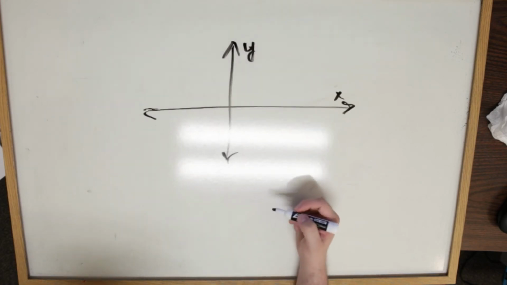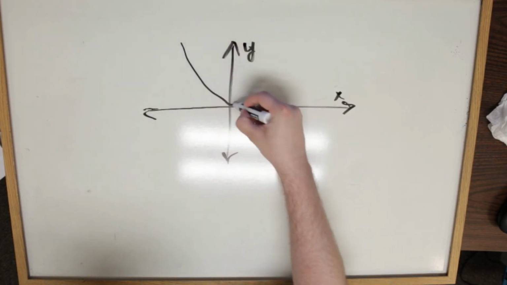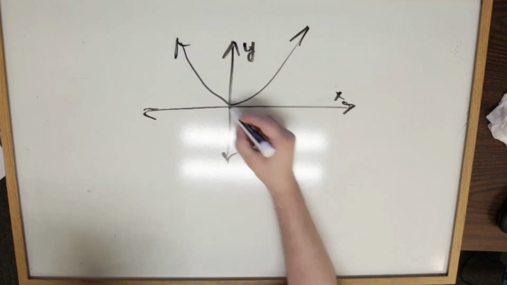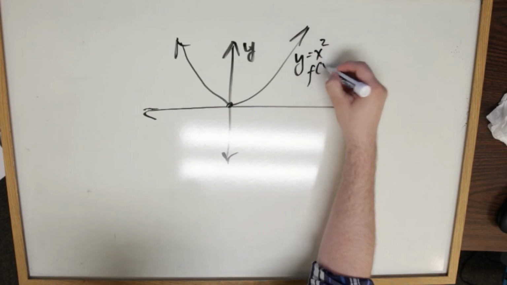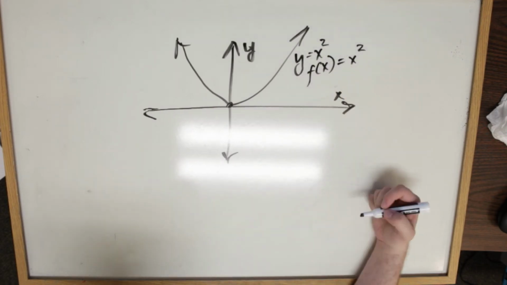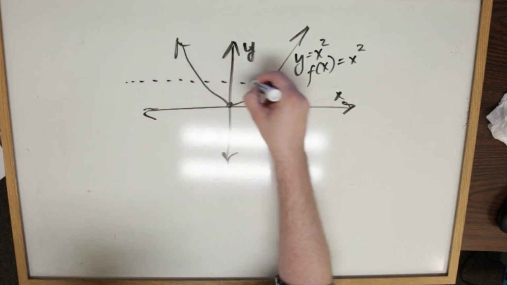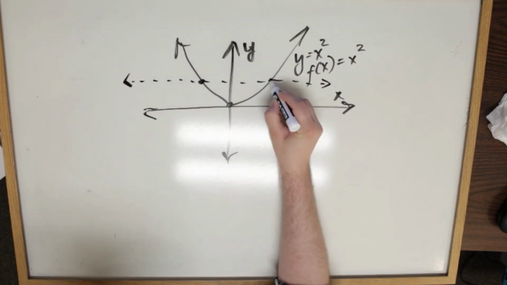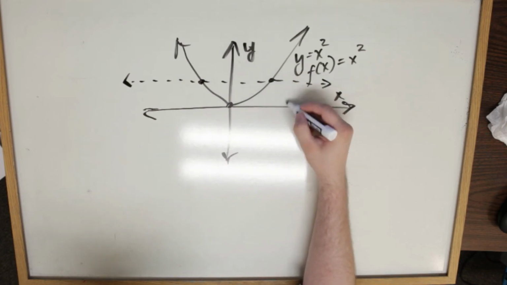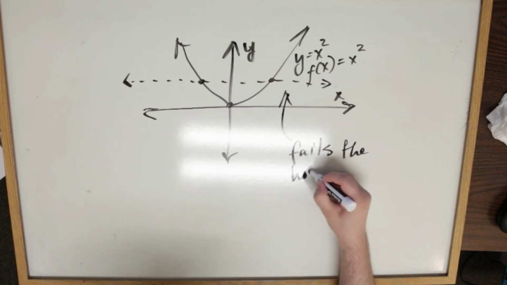If I have something, for example, let's just do a parabola. We'll do x squared. There it is, like the sound effects when I draw. So here's x squared. Y is equal to x squared. You can write f of x is equal to x squared. I don't really care. It's the same thing. So when you look at this, if I draw a horizontal line through this, you're going to see that it actually touches at 2 points. So this fails the horizontal line test.